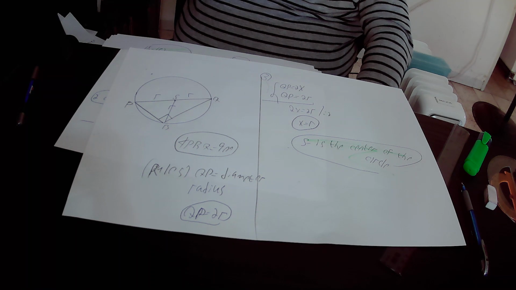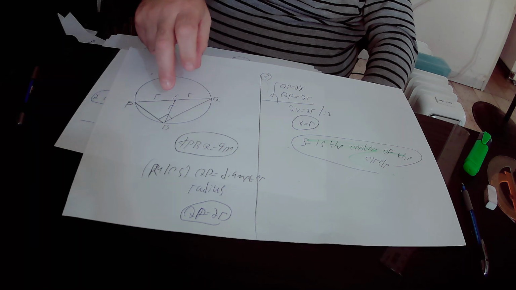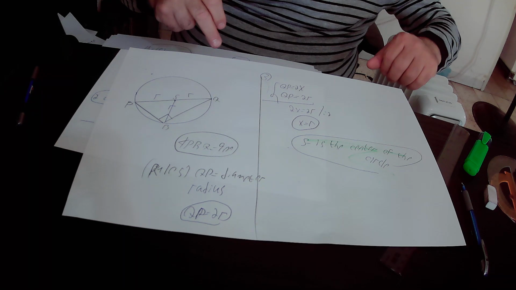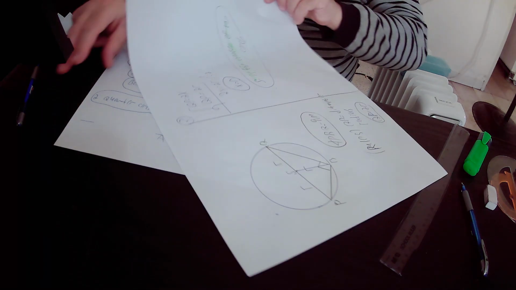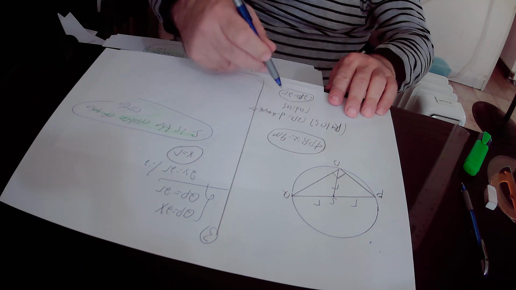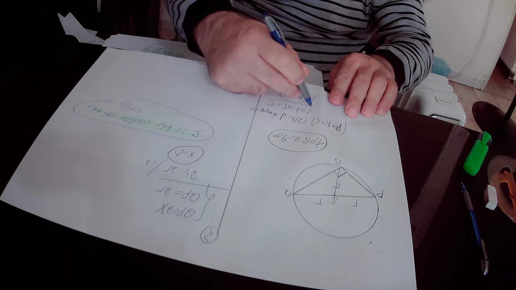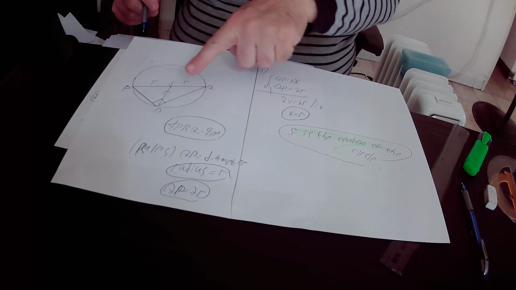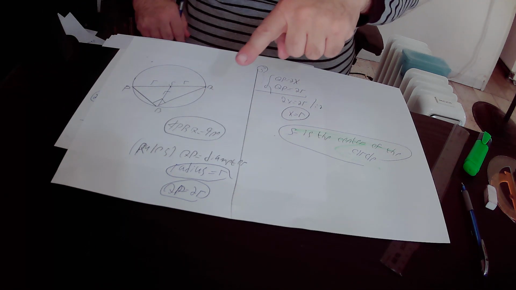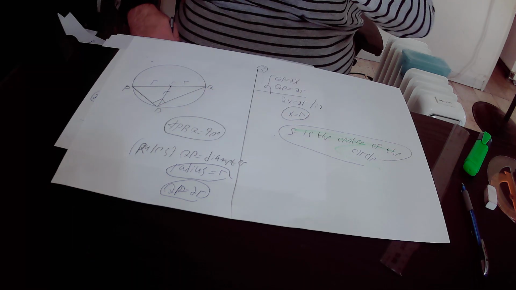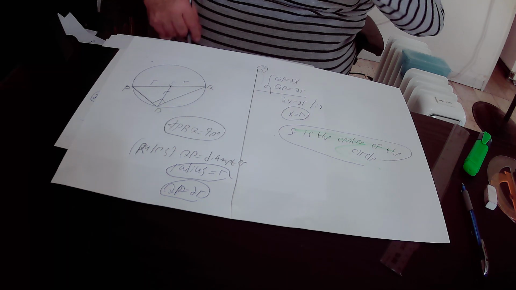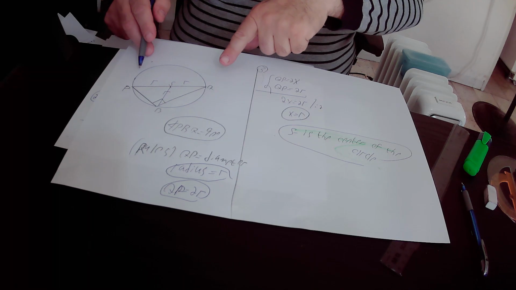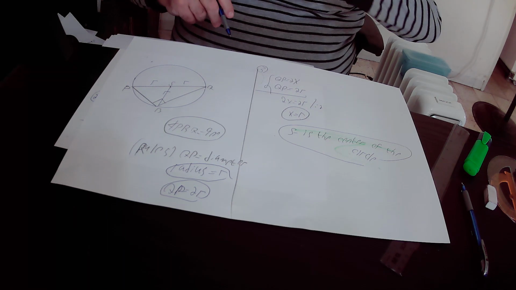the diameter of the circle. So if we define the radius of this circle as R, then the diameter QP must be equal to 2R. So from one side, QP equals 2R.